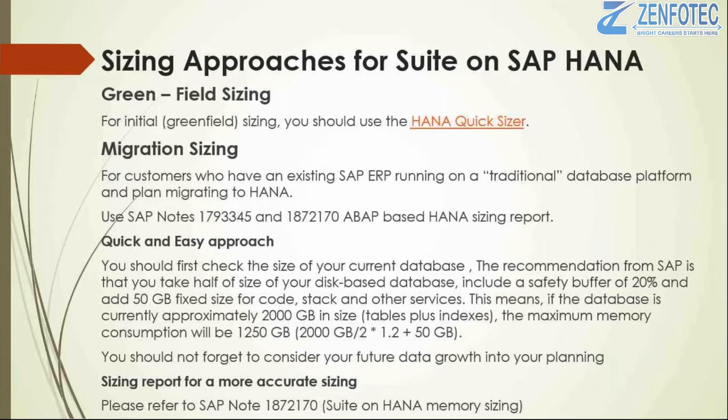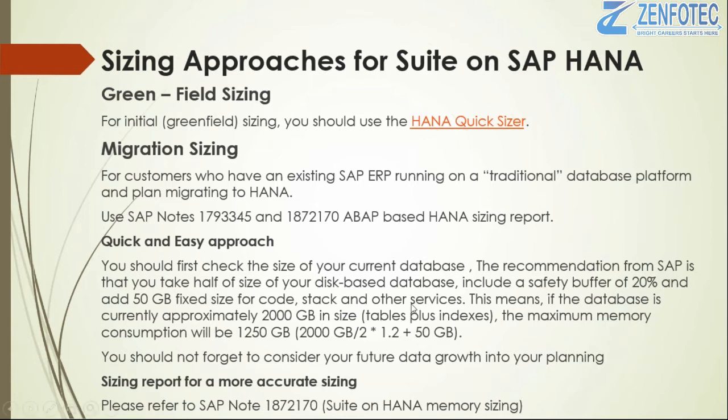First, we'll see the approaches we have. If you're sizing for your business suite like ECC, EHP, ERP, that is ERP EHP 8, or S4 HANA, it may be a greenfield. If it is greenfield, then use the Quick Sizer tool. If it is a migration, then we have two approaches. First is the quick and easy approach, where you can use formulas. SAP has provided the formulas.